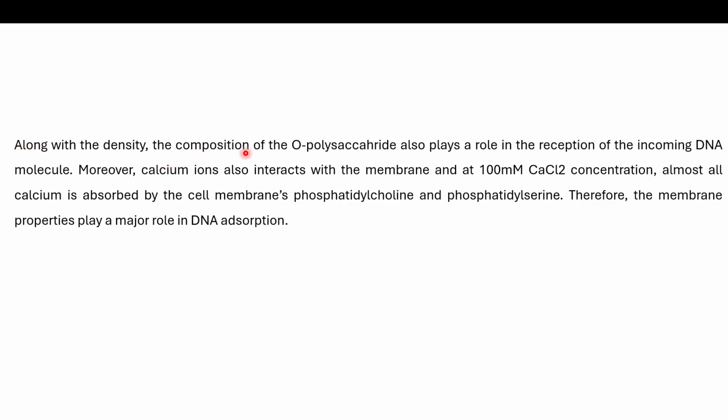Along with the density, the composition of the O polysaccharide also plays a role in the reception of the incoming DNA molecule. Calcium ions also interact with the membrane, and it has been seen that at 100 millimolar calcium chloride concentration, or concentration of calcium salt, almost all calcium is absorbed by the cell's membrane phosphatidylcholine and phosphatidylserine. Therefore, the membrane properties can play a major role in DNA adsorption.